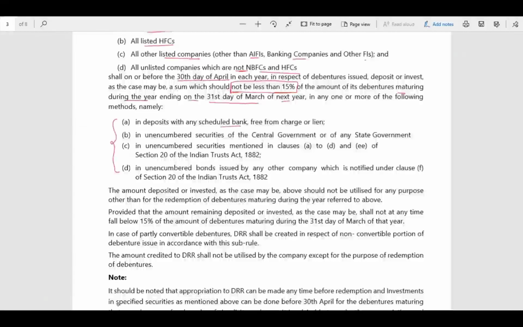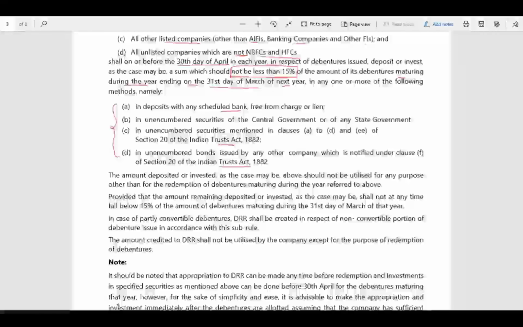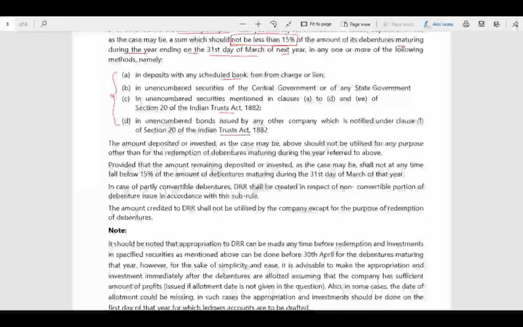So either it can be in scheduled deposits in a scheduled bank, or unencumbered securities of the central government, or unencumbered securities mentioned in clauses (a) to (e) of the section of the Indian Trust Act, or unencumbered bonds issued by any other companies which is notified under a clause of the Indian Trust Act. Now the amount deposited, suppose it's a fixed deposit, it should be like a lock-in. That means you should not use it for any other purpose, because it is earmarked for the purpose of redemption. Correct? So therefore it should not be used for any other purpose.